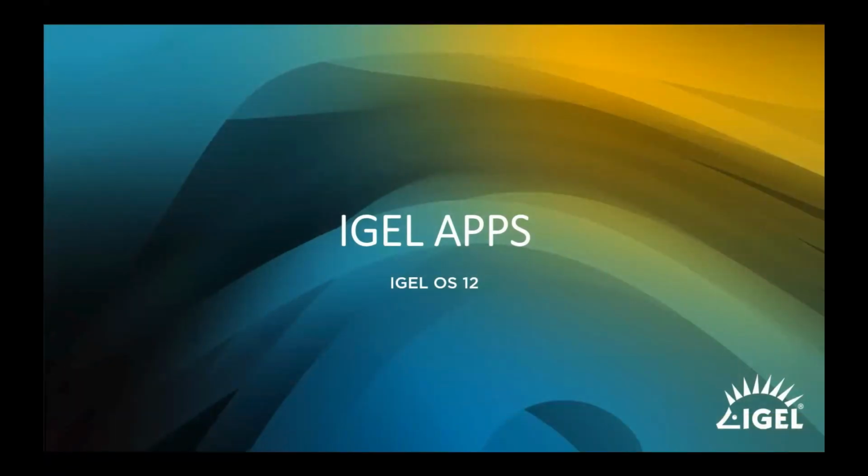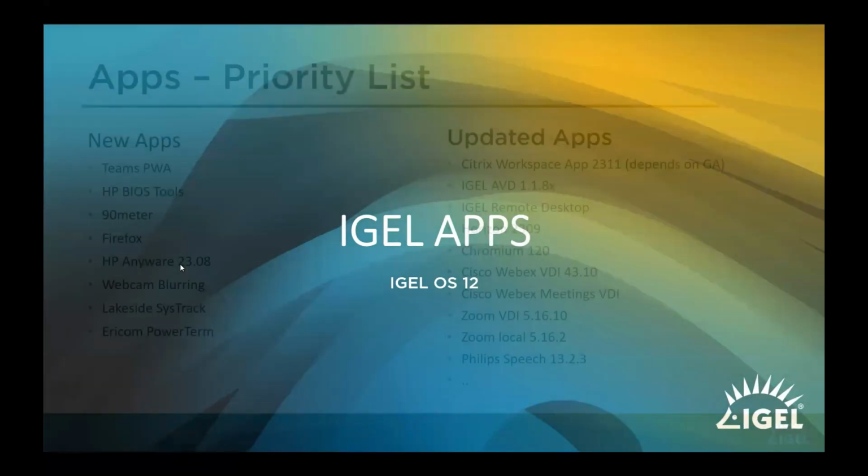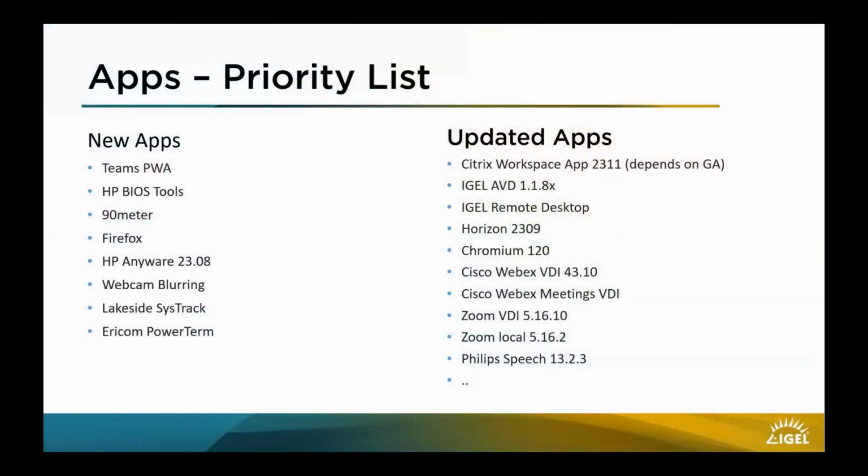Apps, of course, now a big part with the new modular system of OS 12. With that, customers can use the app they want in the version they need. And of course, we are constantly extending the amount of apps. So new apps are offered. And of course, we are updating the existing apps as well.